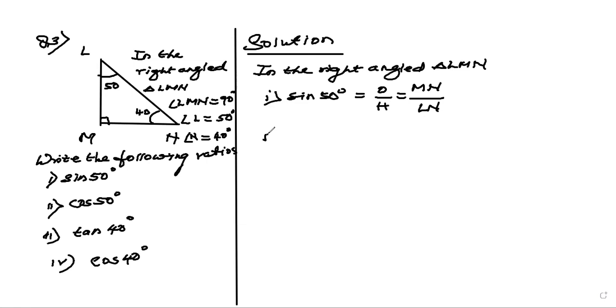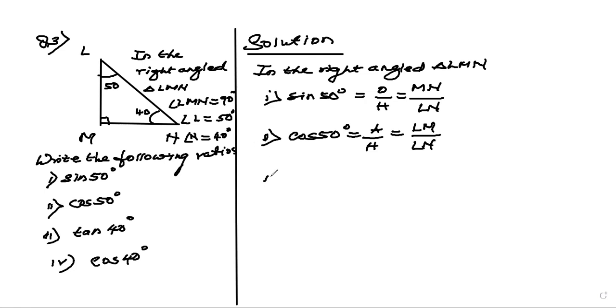The second one, children, I want cos of 50 degree. What is cos of 50 degree? Children, cos is adjacent side upon hypotenuse. Please have a look here. Which is the adjacent side of 50 degree? 50 degree is contained by LM and LN. LN is the hypotenuse, so LM is the adjacent side. So naturally, this should be LM upon LN, which is the hypotenuse, okay?